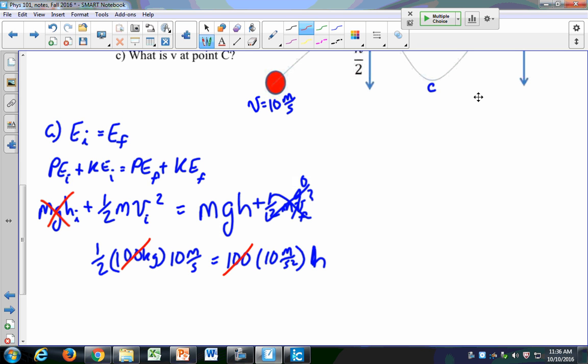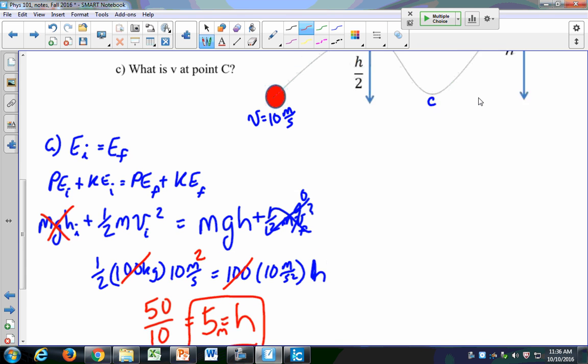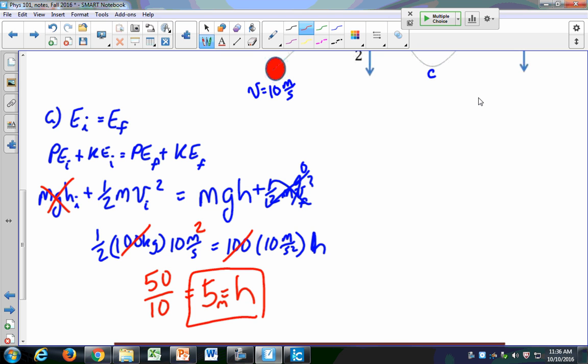The 10s cancel too, but for a different reason. Because, oh, this should be squared. Is that what you were saying? Yes. So I have 50 divided by 10 equals 5. And so that is my H, 5 meters. So that's part A.